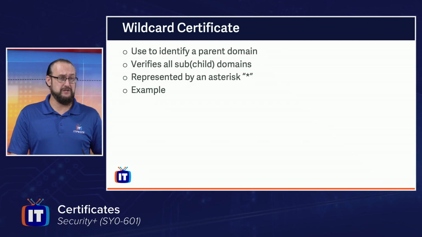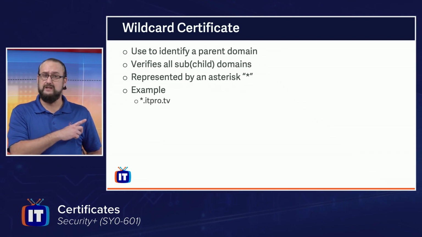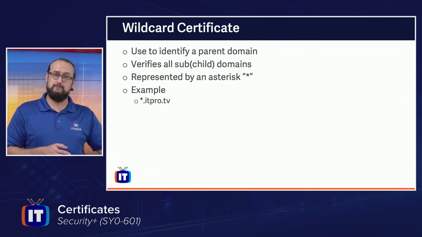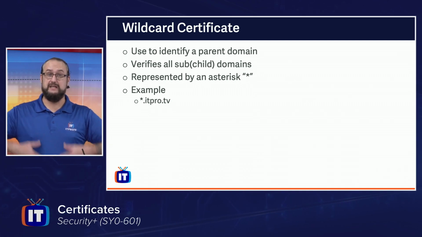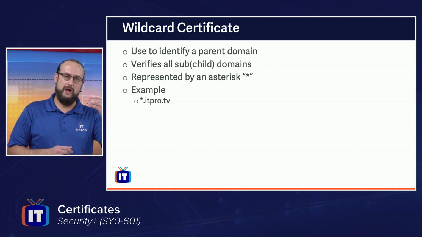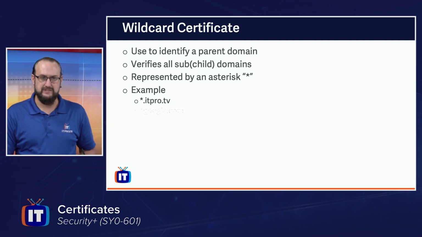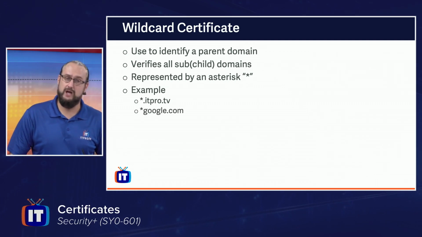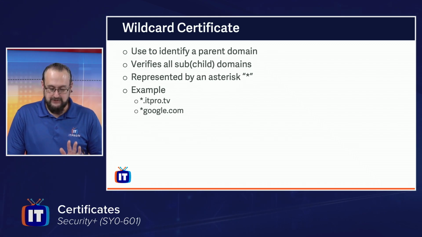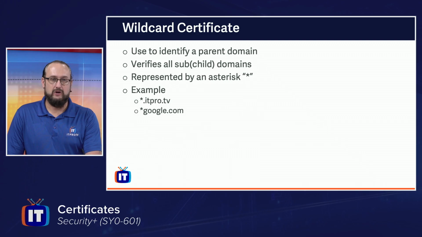Some of the examples, the way you might see this represented, for instance, something like *.itpro.tv. That means that if we have additional subdomains at ITPro TV, the namespace, we own it, and we want to validate it, we can assign a wildcard, and again, it verifies all of the subdomains. I also use the example of Google.com. Google in general is one that does this as well, and you can see that inside of their certificates too. So that essentially is the wildcard certificate. Remember, it validates the parent domain and then the subdomains below it.